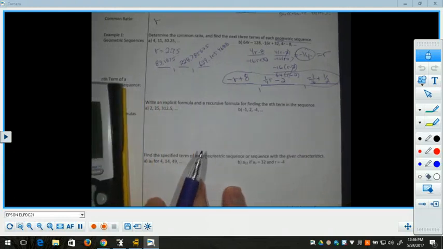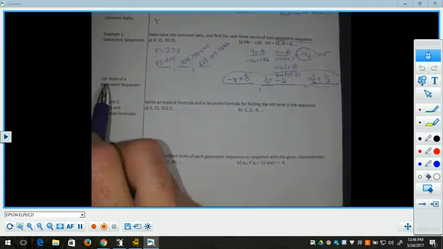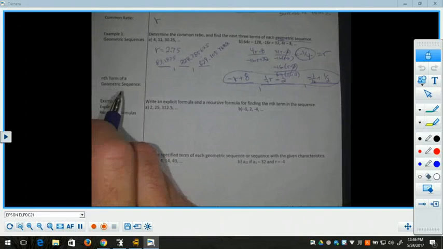And those were only the next three. We could do more if we needed to, but we are only asked to do the next three, so we're done. The nth term of a geometric sequence can be found using the following explicit rule, and we'll talk about the recursive as well.